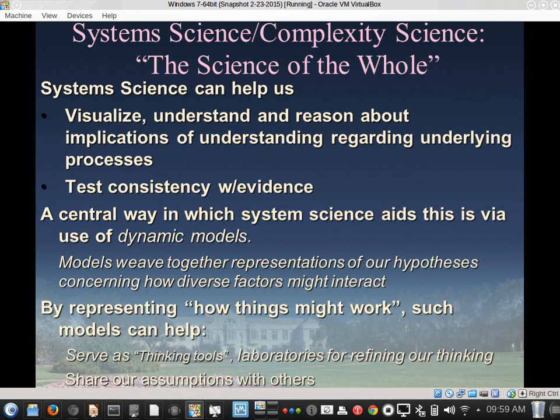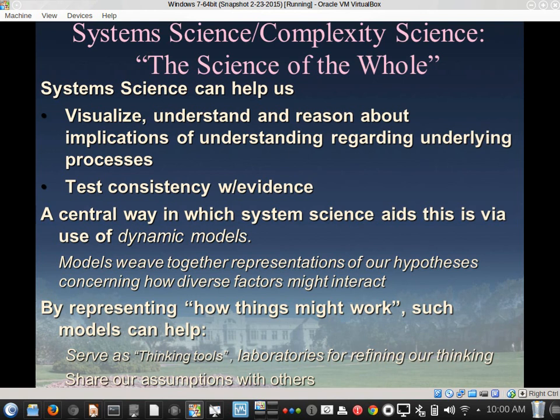So system science is what I call the science of the whole, and it's designed, ladies and gentlemen, to help us reason about these cases where the whole is greater than the sum of the parts. It can help us visualize, understand, reason about the implications of how things work out there. If we hypothesize, we think this is kind of how things work, it tells us very quickly, is that consistent with the evidence? Is it consistent with the best evidence we have available for us?